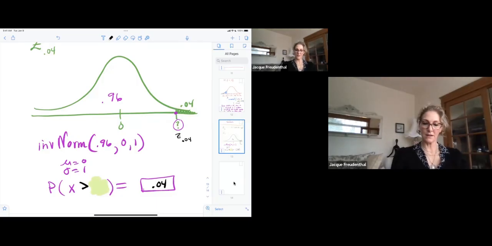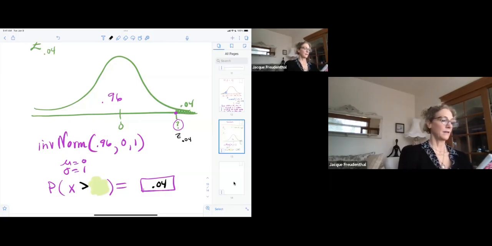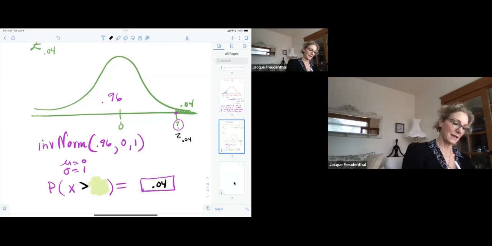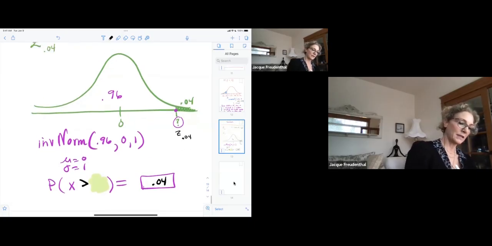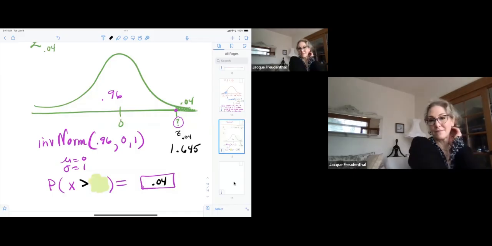Second bars, inverse, 0.04. So then we would get approximately 1.645.